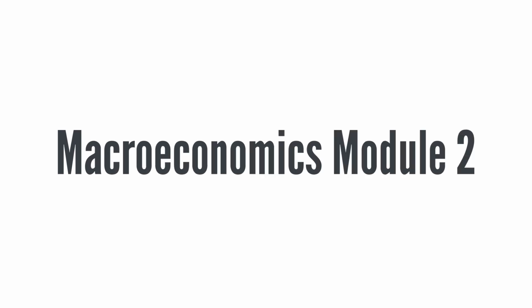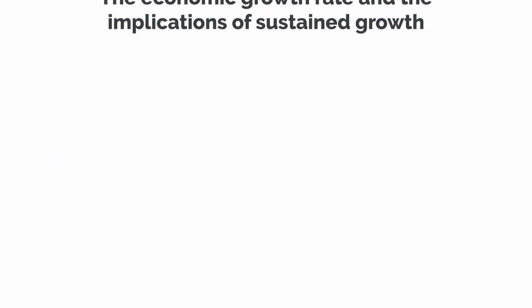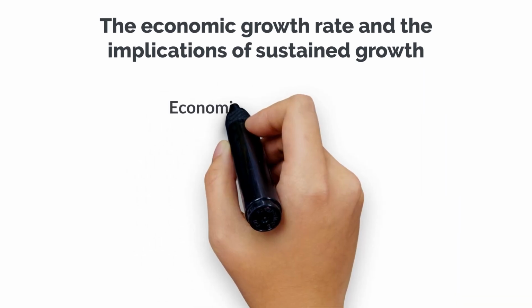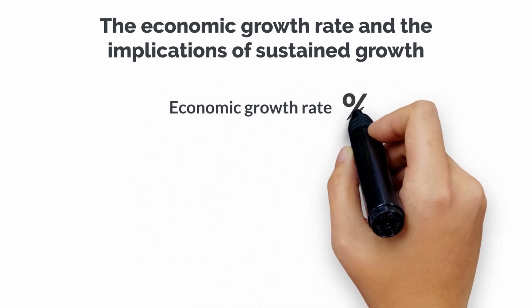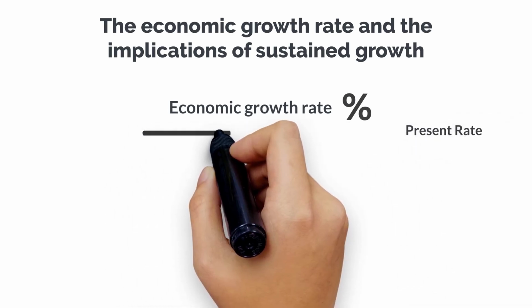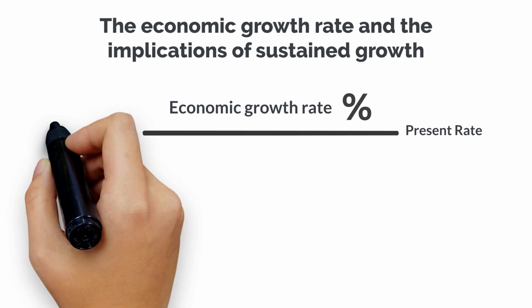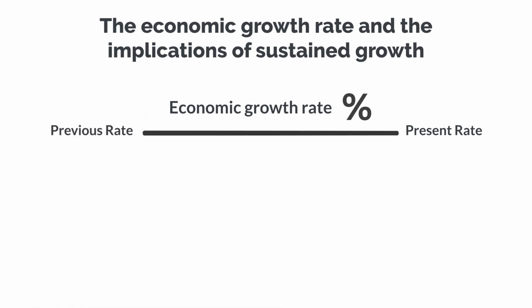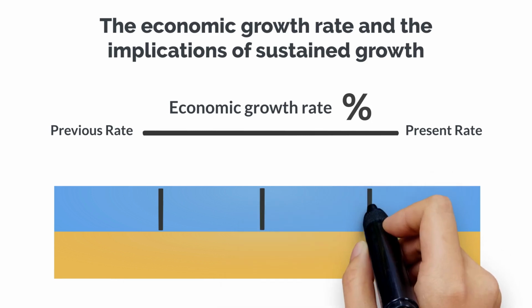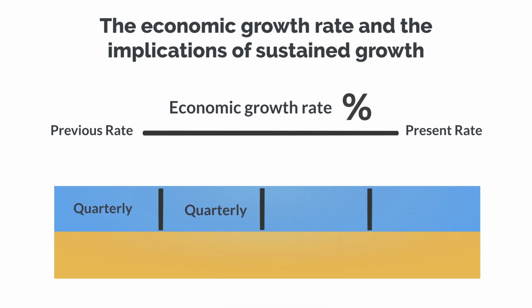This is Module 2. The economic growth rate and the implications of sustained growth. An economic growth rate is the percentage change in the value of all of the goods and services produced in a nation during a specific period of time as compared to an earlier period. The economic growth rate is used to measure the comparative health of an economy over time. The numbers are usually compiled and reported quarterly and annually.